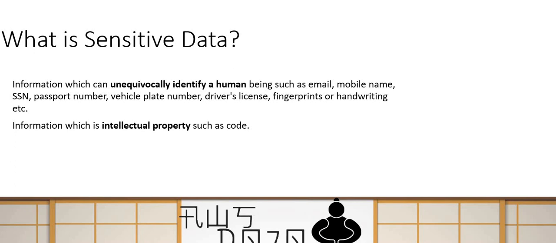Intellectual property is also considered sensitive data because many companies' business is based on intellectual property, and if that intellectual property is stolen, then the company can go to a big loss, and their uniqueness is gone, their proprietary is gone. And code is one example of sensitive data which is of intellectual property type.